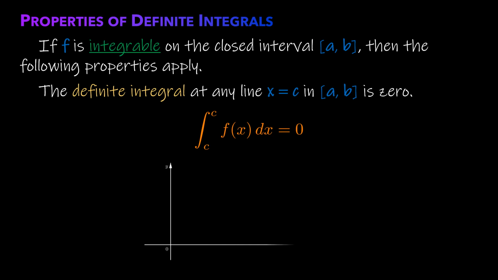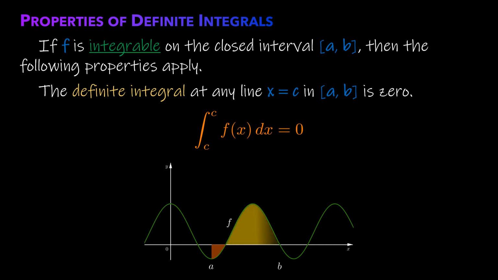Please refer to the following graph of a function f. The definite integral of f on a, b means computing the net area bounded by f. When the limits of integration are the same, the bounded region is just a line. Therefore, the definite integral, or the net area, is 0.